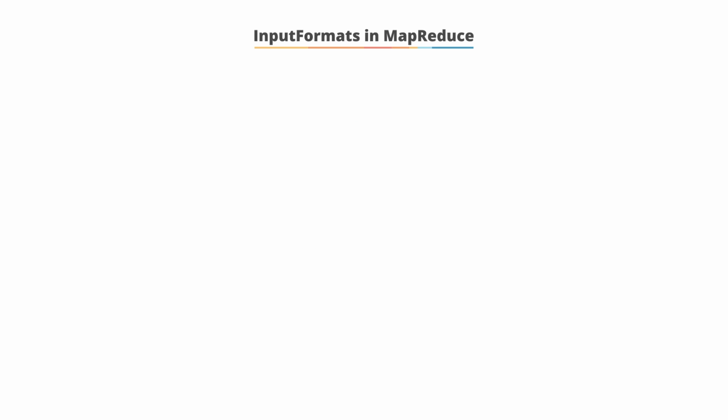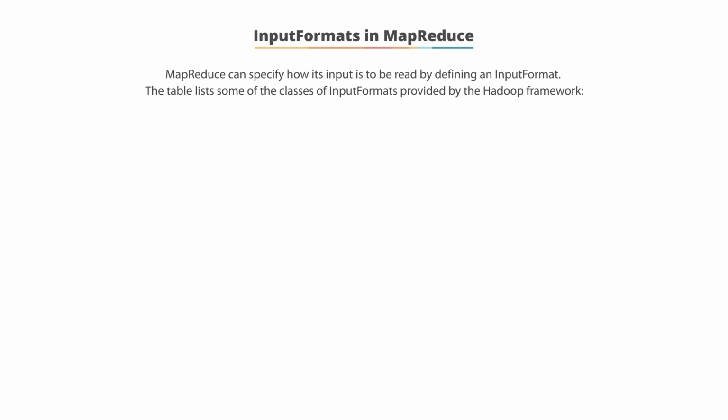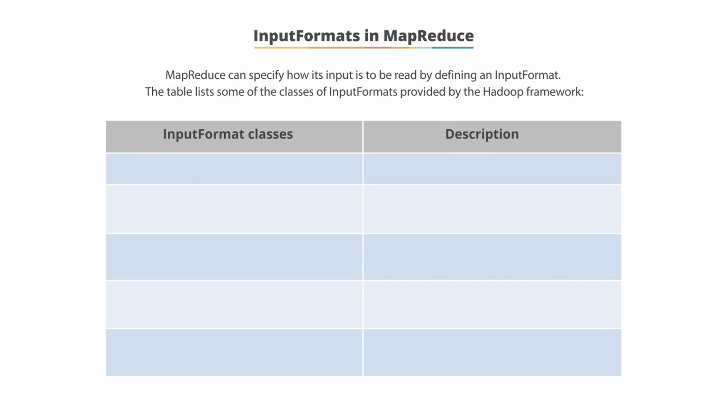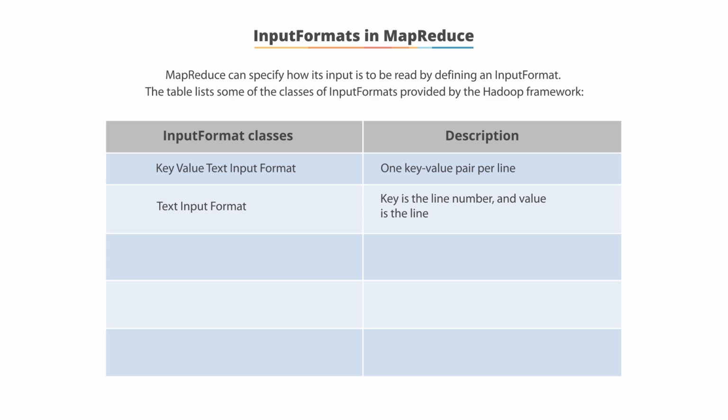Input format in MapReduce. MapReduce can specify how its input is to be read by defining an input format. The table lists some of the classes of input formats provided by the Hadoop framework. Let's look at each of them. The first class is KeyValueTextInputFormat, which is used to create a single key value pair per line. TextInputFormat is used to create a program that considers a key as the line number and a value as the line itself.